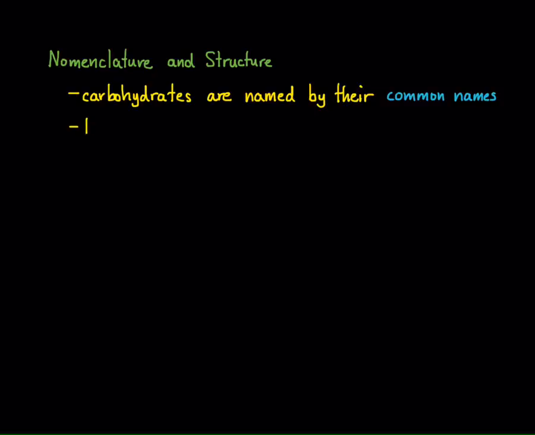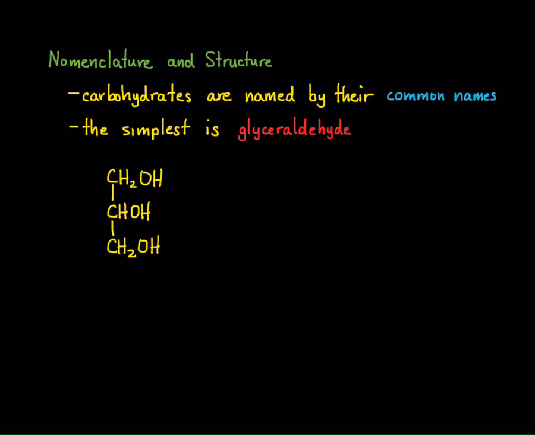And as a matter of fact, when we think about the simplest carbohydrate, it is glyceraldehyde. So what does glyceraldehyde look like? Well, if we think about a three-carbon chain in which all three carbons have an alcohol coming off of them, this is called glycerol. So glycerol has that structure OH, CH2, CHOH, CH2OH. And glycerol is the backbone of a lot of fats. So fatty acids are derived from their triacylglycerides, where glycerol is the backbone of that glyceride.